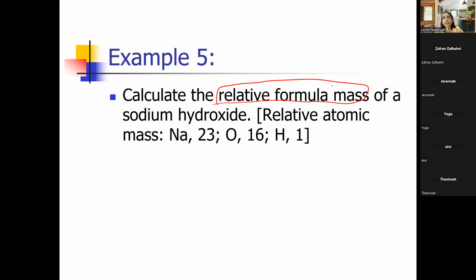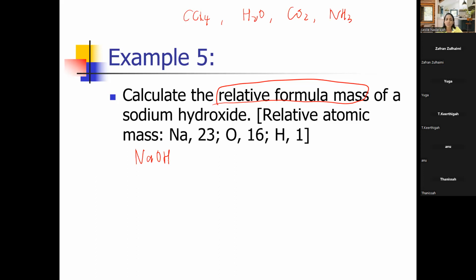The trick of answering a question of relative formula mass or relative molecular mass is you need to know what the chemical formula is. What is a chemical formula, teacher? Something like this: CCl4, H2O, CO2, NH3. All these are called chemical formulas. So what is the chemical formula of sodium hydroxide? Anyone know? NaOH. Correct, Kritika. She probably learned this already in tuition, is it? Yes, teacher. All right.